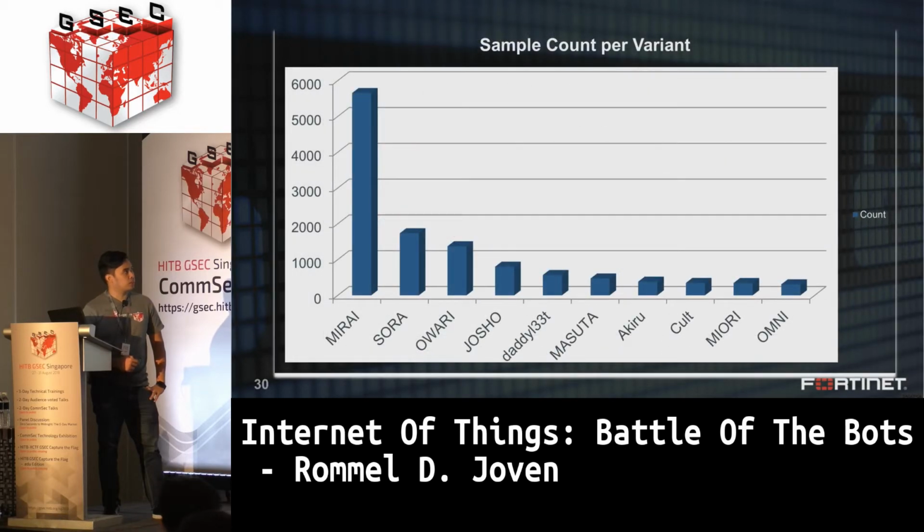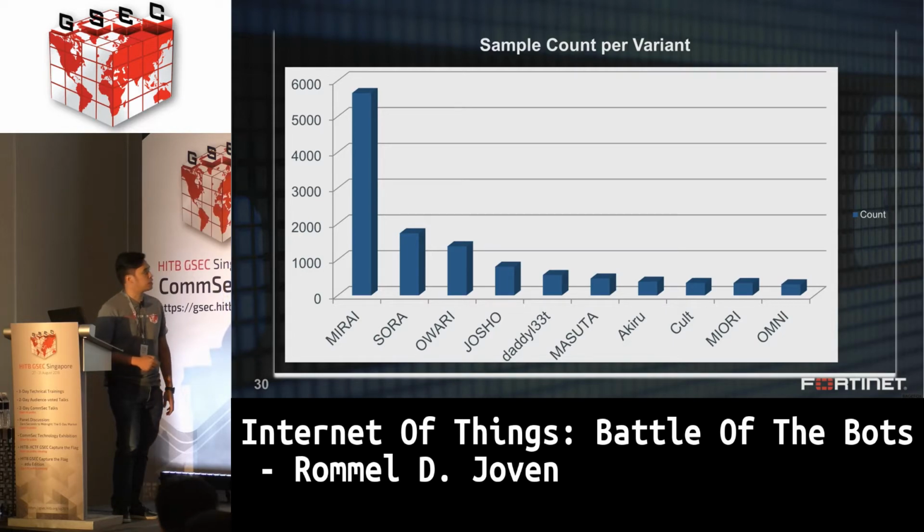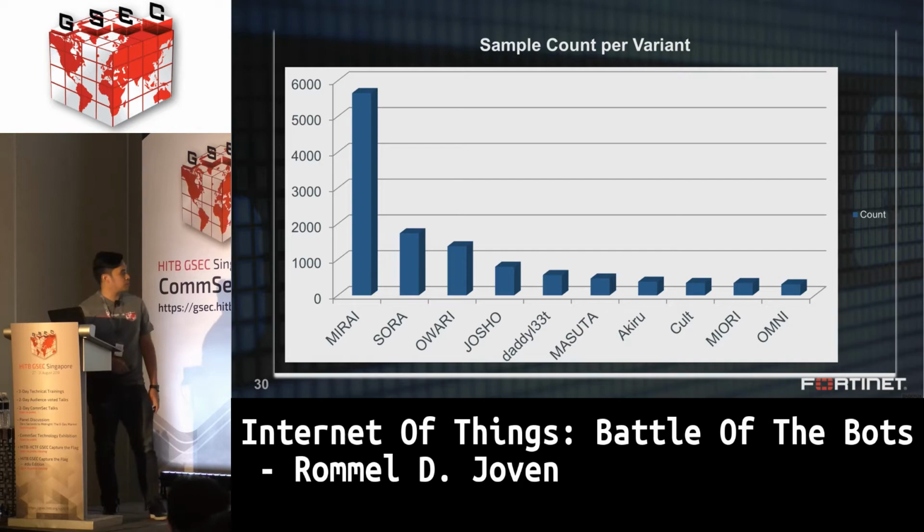So now, just to filter out the data more, we have a sample count per variant. Most samples are still Mirai. This shows that a lot of cyber criminals are testing Mirai. Maybe a lot of them are script kiddies who want to learn using the bot, but a few are skillful and want to modify the bot. So again, here we have the top 5: Mirai, Sora, Owari, Joshua, and Daddy L330.